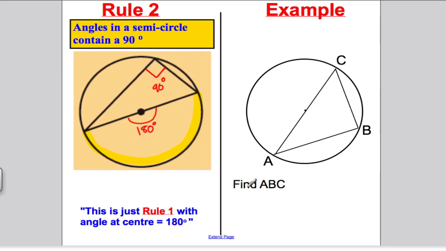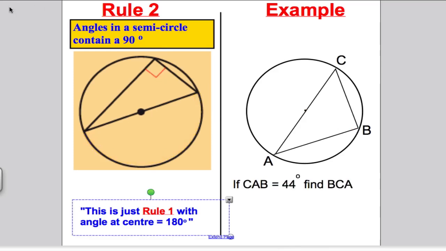So in this example, find angle ABC, A to B to C, assuming this is the centre and this is therefore the diameter, AC is the diameter. This is a case of angles in a semicircle contain a 90 degree, so this angle must be 90. Okay, let's take a look at one more example here. Again, here's the rule. Angles in a semicircle contain a 90.